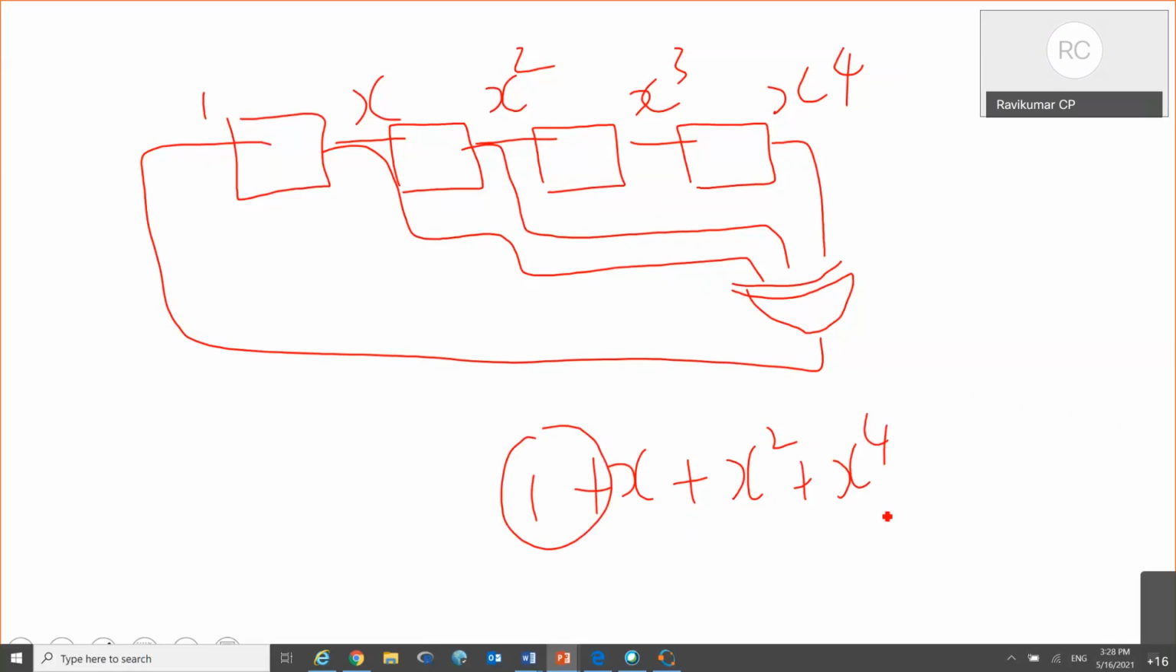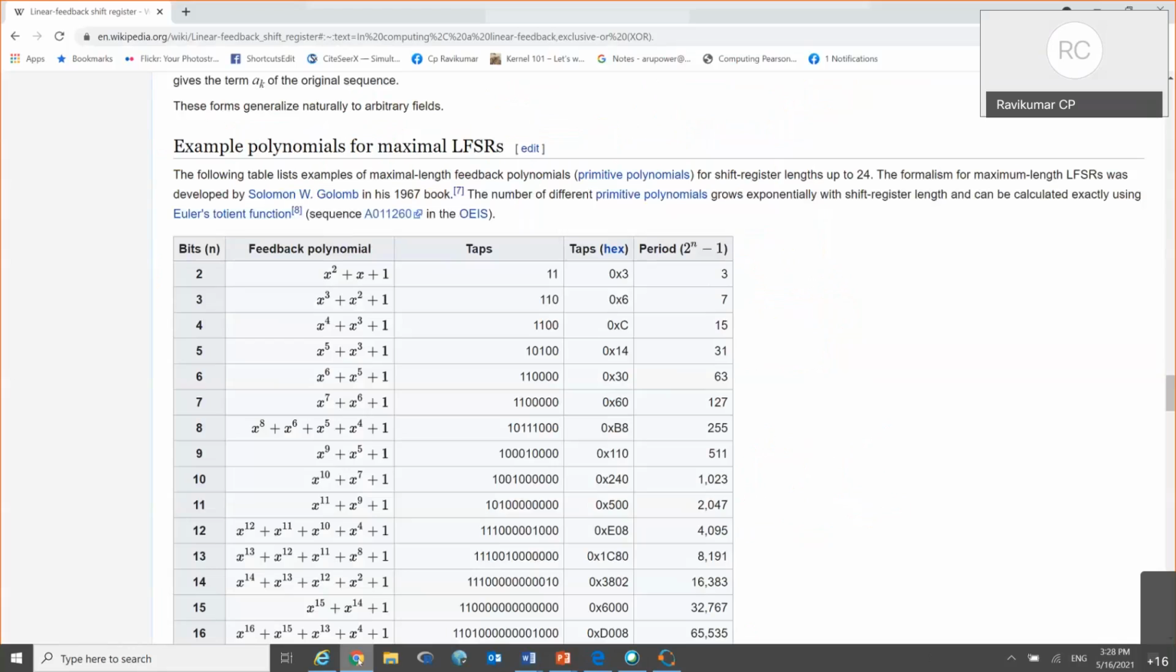So x square x power 4 means the output of the first flip-flop, the output of the second flip-flop, right, and the output of the last flip-flop. These three are being XORed. Okay. So that is what is being shown here. Is that clear to everybody? So this is 1 plus x cube plus x power 4. So let's try this one.